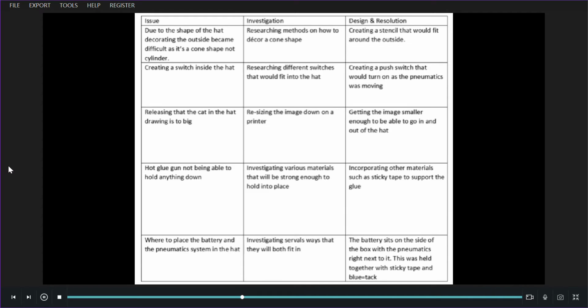Whilst making the design, we faced a number of problems. For example, the shape of the box was a cone shape, not a cylinder, so when it came time to decorate it, we found it quite challenging. We resolved the situation by creating a stencil that would sit around the cone nicely. Another challenge we came across was placing the pneumatics and electrical system in the hat. We resolved this by taping the battery to the side of the hat, then taping the pneumatics on the battery so it would all sit nicely and sit still.